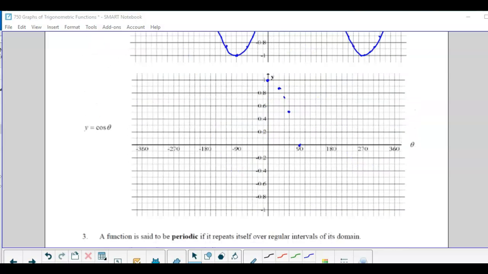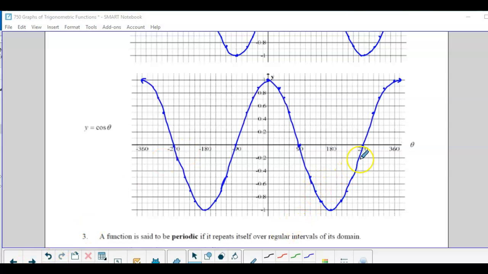Now we're going to do this. For y equals cos of theta, we're going to do the same thing. Use your table of values and start filling in, plotting the points, joining them up. I'll start with you. So cos of 0 degrees is 1. Cos of 30 degrees is 0.87. Cos of 45 degrees is 0.71. Cos of 60 degrees is 0.5. Cos of 90 degrees is 0. And then pause your video.